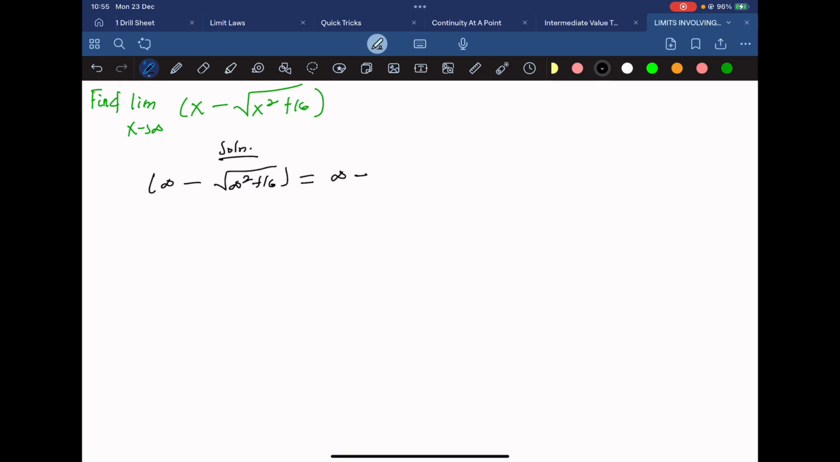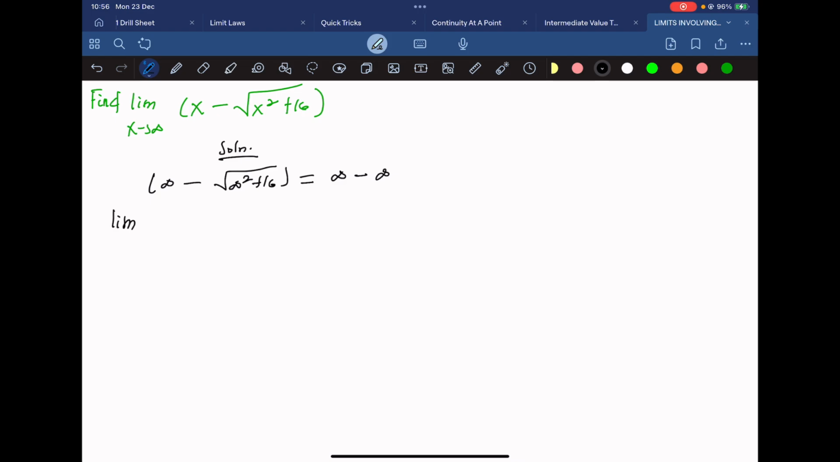And the square root of infinity is still infinity, so we have infinity minus infinity. Note that this is not equal to 0. Infinity is a very huge number, so if you subtract a very huge number from a very huge number, it's indeterminate, right? You don't know the answer that it gets, so this is an indeterminate form. So now how do we solve this?